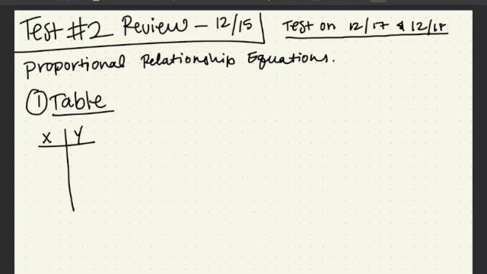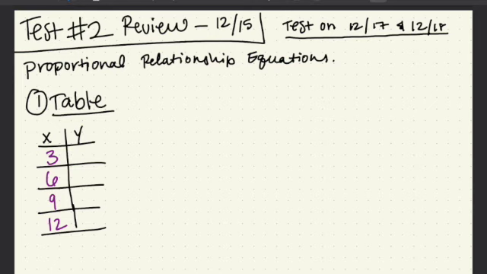Let's put in some values here. For x, let's use 3, 6, 9, and 12. And for the corresponding y values, let's go with 1, 2, 3, and 4. So for x and y, we've got 3, 1, 6, 2, 9, 3, and 12, 4. Oops, I said 12, 4, and I wrote 12, 1. Okay, here's our table of x and y values.